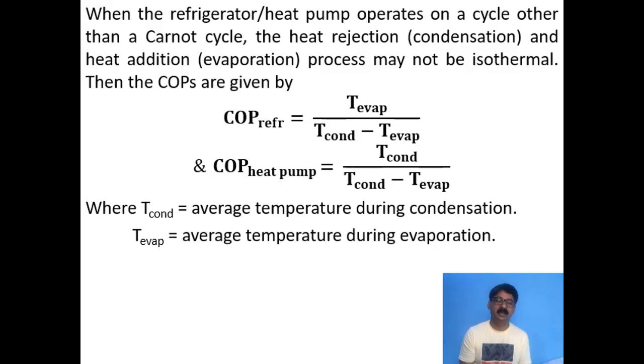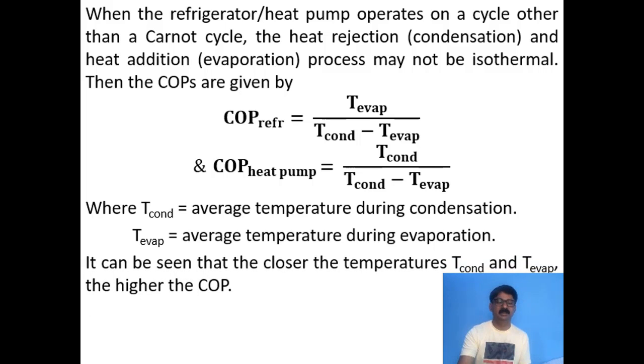So how to calculate T condenser and T evaporator? As I told earlier, in the actual process of condensation and evaporation, temperature may not remain the same. Initially, when it enters the evaporator, the temperature may be less. At the end of evaporation, the temperature may be more. Then T evaporator will be the average of the initial and final temperature. Similarly, during condensation, while entering the temperature will be more, while leaving the temperature will be less. So you have to calculate the average of these two for T condenser. It can be seen that the closer the temperatures T condenser and T evaporator, the higher the COP. If the difference between T condenser and T evaporator is less, then we will have a better or higher COP.